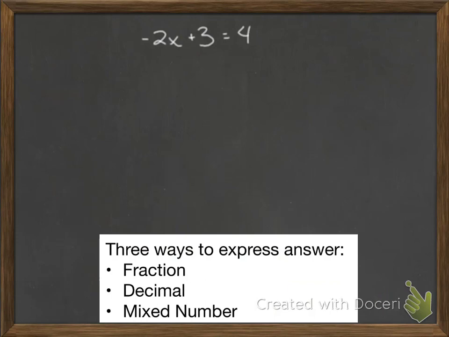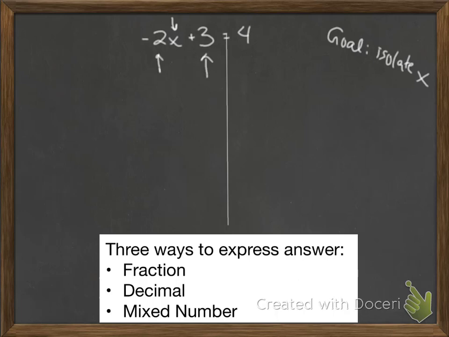Now we have negative 2x plus 3 equals 4. Okay, so again, remember our goal. Our goal is always to isolate x, to get x all by itself on one side. So we ask ourselves, well, what is being done to x? Well, x is being multiplied by negative 2, and then 3 is being added to that. So how do we undo that? Again, we look to our order of operations. Please excuse my dear Aunt Sally. And we start at the bottom, and then we work our way up.